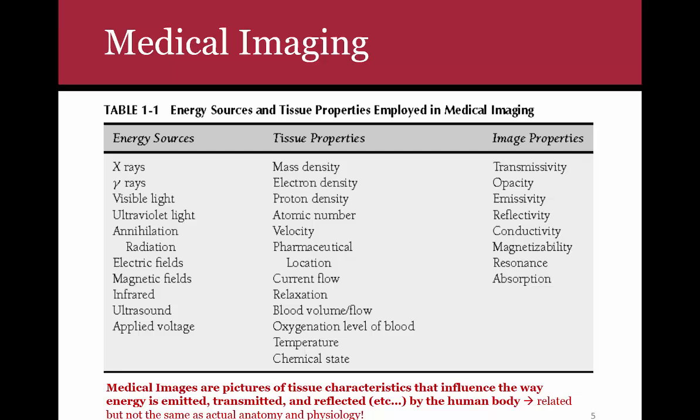So this is the take-home message of this slide: medical images are pictures of tissue characteristics that influence the way energy is transmitted, reflected, and emitted by the human body. So they are related but not the same as the actual anatomy and physiology. When you see an image, you're able to see the organ, but what you're really seeing are these tissue properties. That's important because there are some limitations and advantages to certain technologies, and those limitations and advantages are tied into what exact property you're measuring in those tissues.